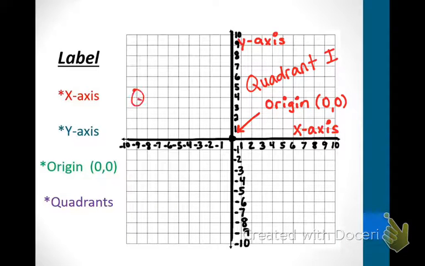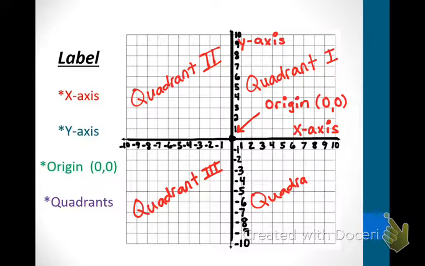Now we're going to label this over here as quadrant 2. I'm kind of working backwards. This was quadrant 1, this was quadrant 2. What do you think this one down here is going to be? Quadrant 3. And then the final quadrant over here is going to be quadrant 4. Those are just some basic things that you need to know about the coordinate plane.